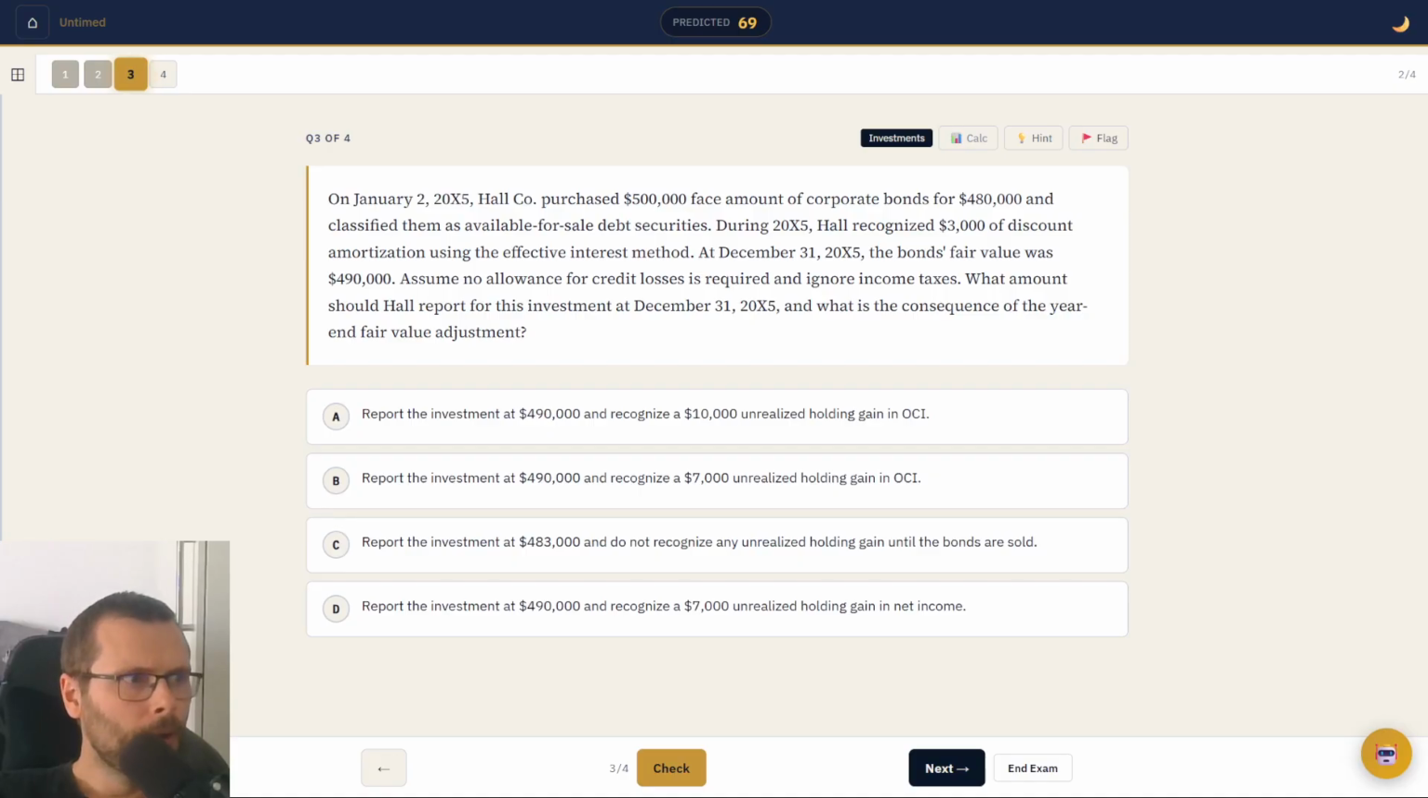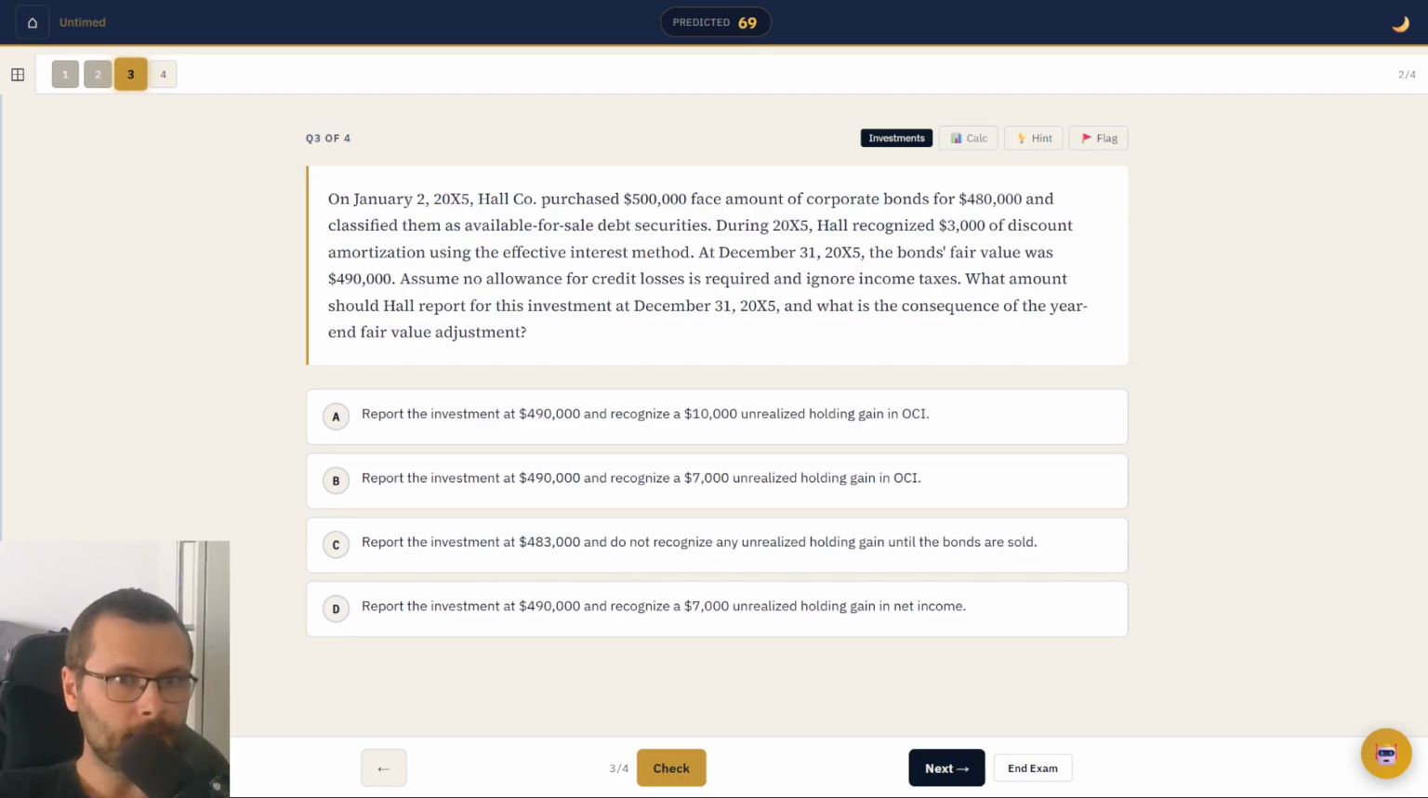Okay, so 490 is what it's going to be marked at. You can cross off C, that's 483. And it's going to OCI, the gain, since it's available for sale. So cross off anything with net income, that's D. C and D are now gone. We haven't even touched a calculator.